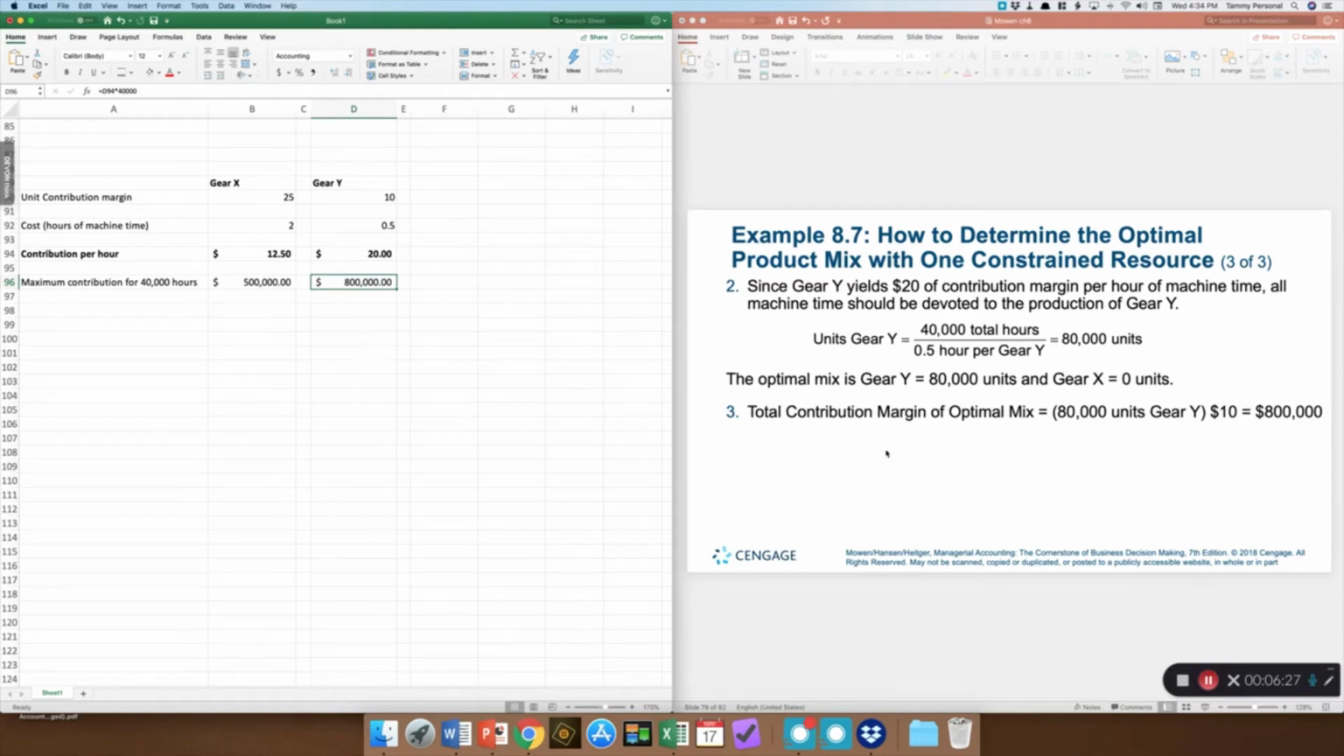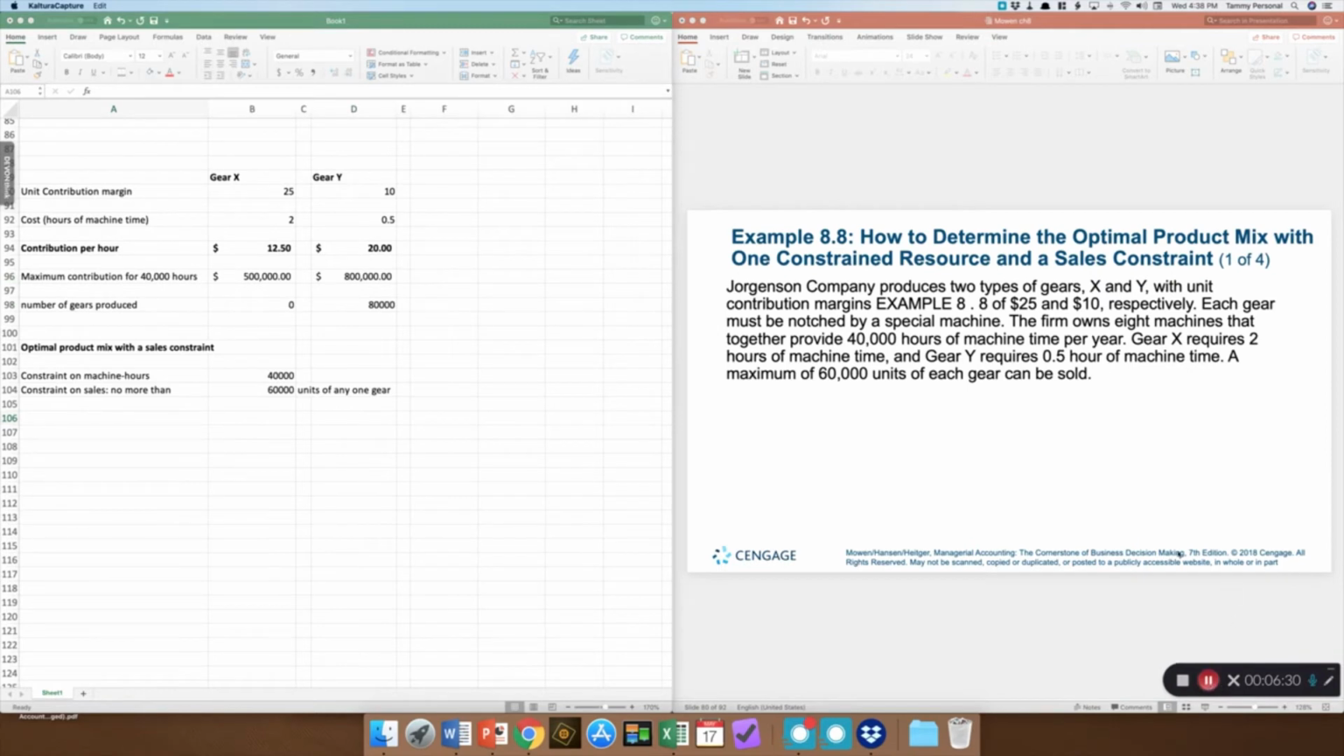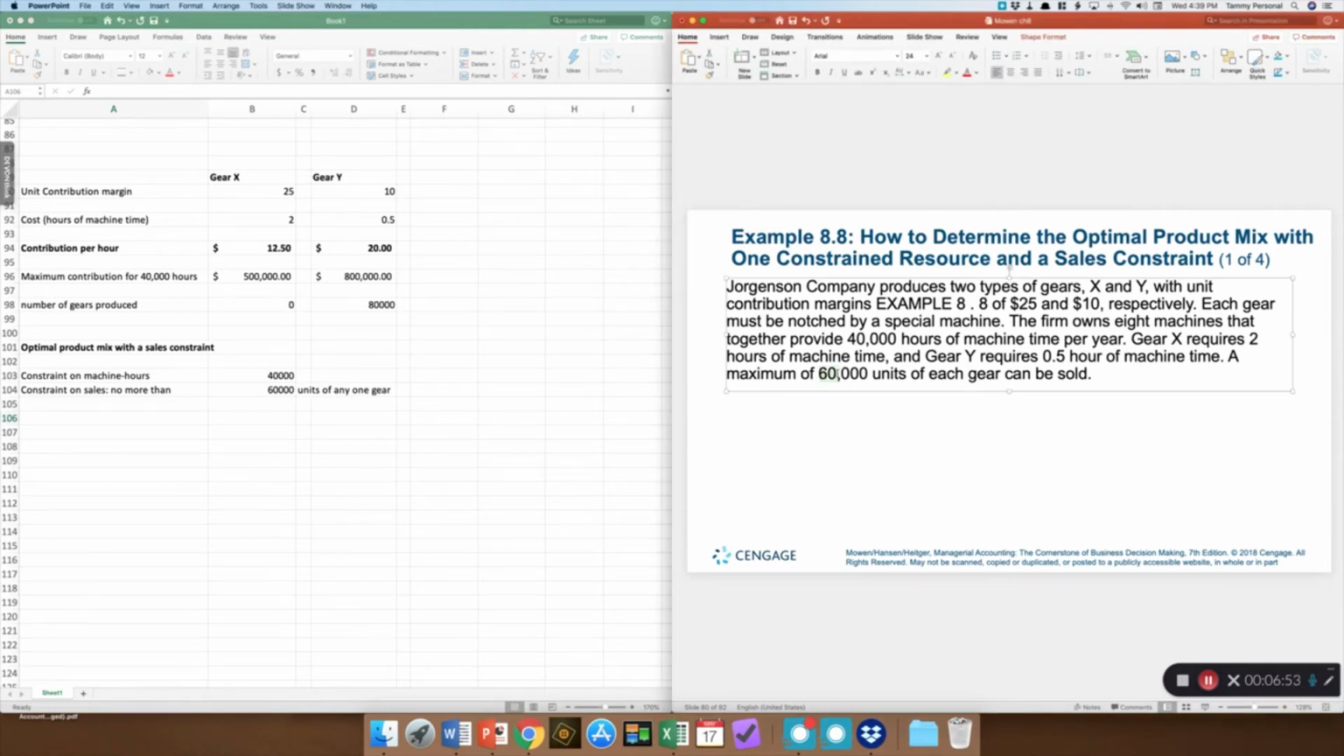Maximum contribution margin. Okay, so we're going to continue down this path. Here's our same example, and we not only have a constraint on the maximum number of hours that we can get out of that machine, but we also don't want to produce more than 60,000 units of either one of these gears. So that's the maximum that we can sell.